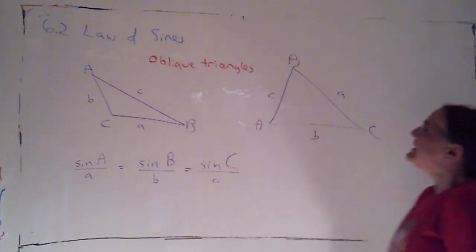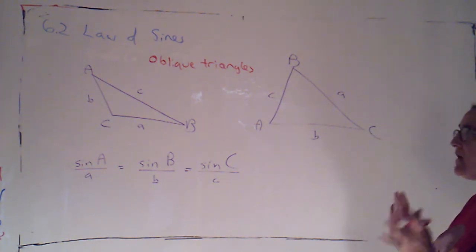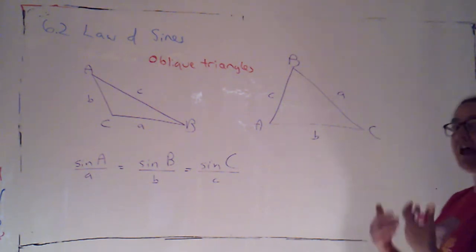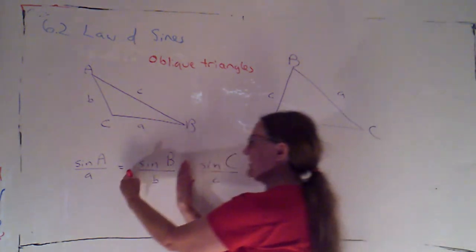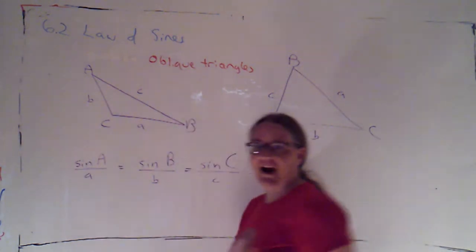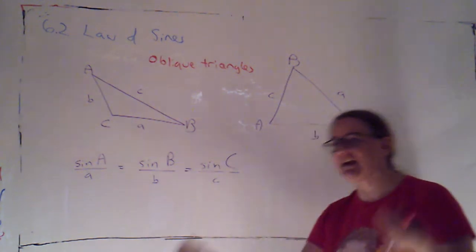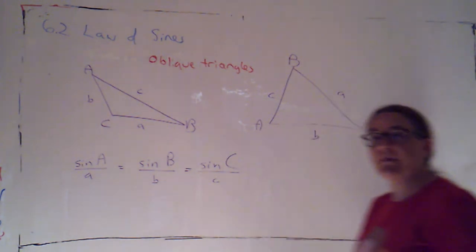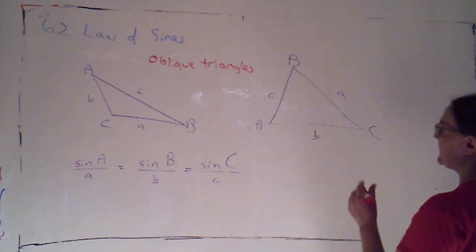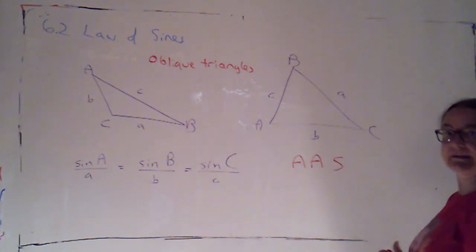Now, we can use law of sines essentially anytime we know an angle and the side opposite it, so that I've got a complete one of these fractions. And then if I know a side length, I can use that to find the angle, and vice versa. There are two times when that's going to give us unique answers. If I have angle, angle, side.